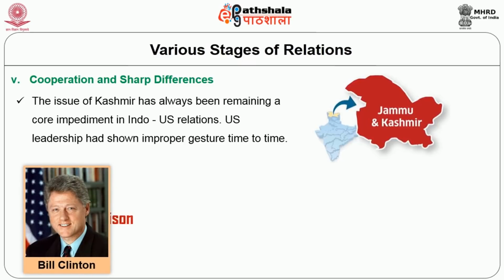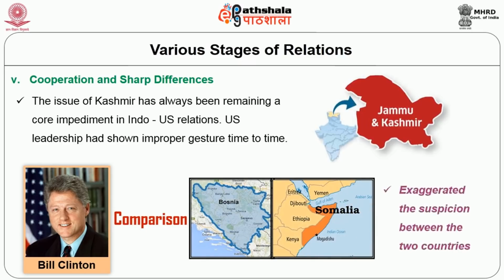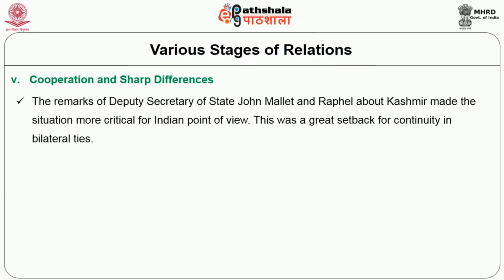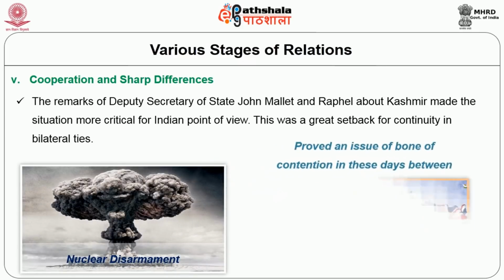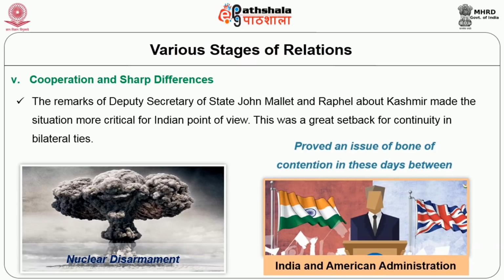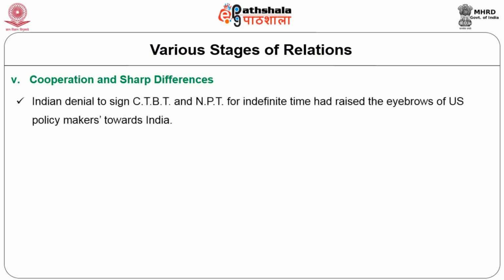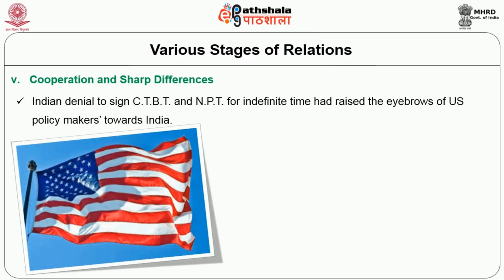President Clinton's comparison of Kashmir with Bosnia and Somalia had exaggerated the suspicion between the two countries. The remarks of Deputy Secretary of State John Malley and Rafale about Kashmir made the situation more critical from the Indian point of view. This was a great setback for continuity in bilateral ties. Nuclear disarmament had also proven a bone of contention in these days between India and the American administration. India's denial to sign the CTBT and NPT for an indefinite time had raised the eyebrows of US policymakers towards India.